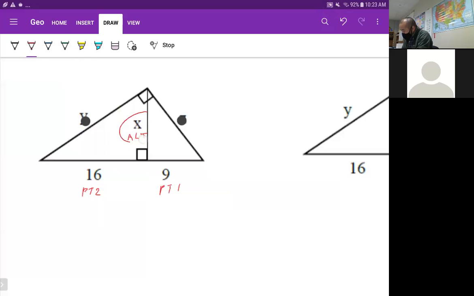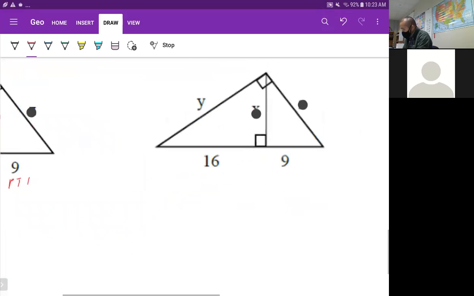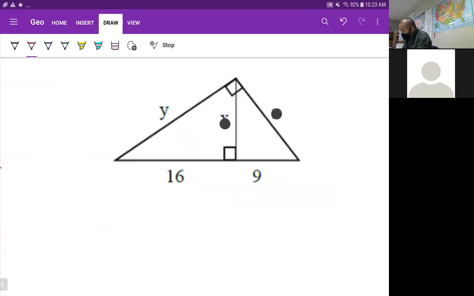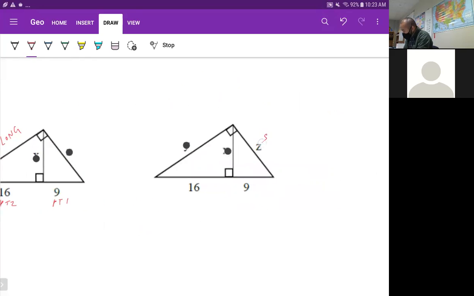So your x is the altitude. Let's just identify these parts. This is the long leg. And again, you have part 2 and part 1. Over here, this is the short. Part 2 and part 1.